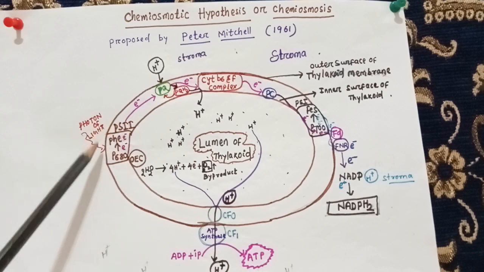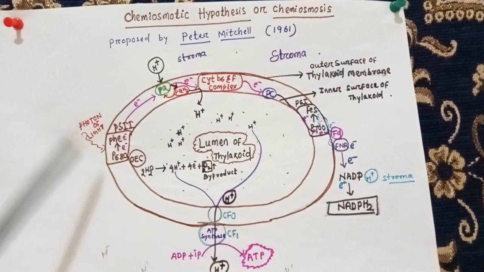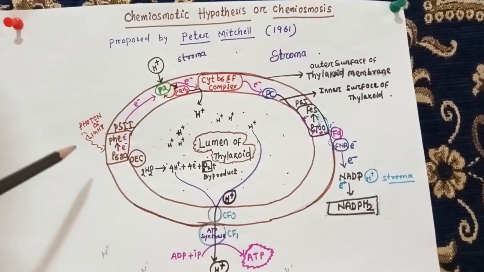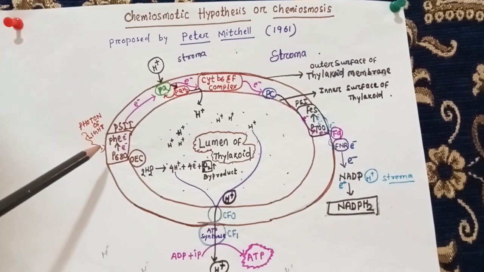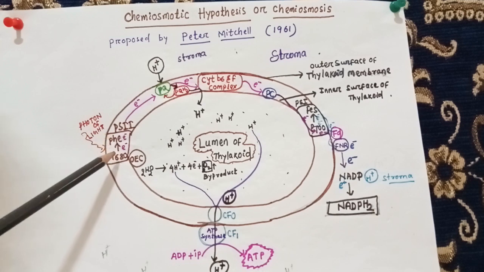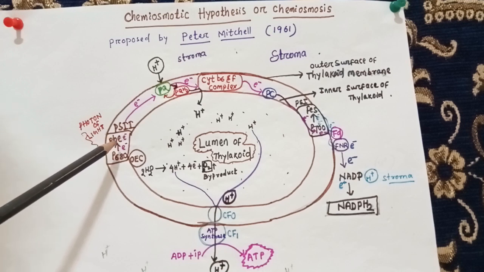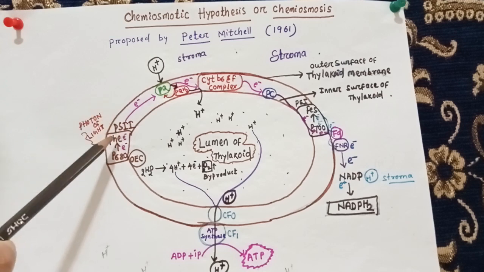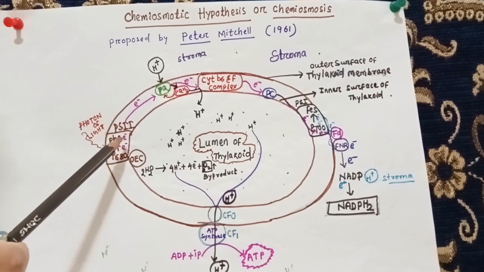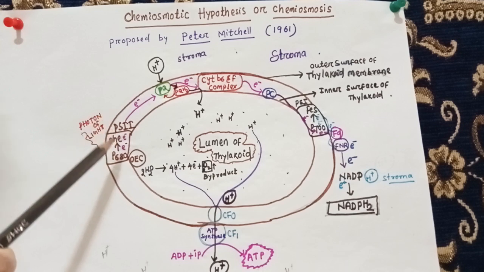Let us discuss from here, that is from photosystem 2. Okay, when photosystem 2 absorbs a photon of light, the reaction center of photosystem 2 comes into the excitation state and releases its electron, and this electron is first accepted by the primary electron acceptor, that is pheophytin, and this electron is a high energy electron.